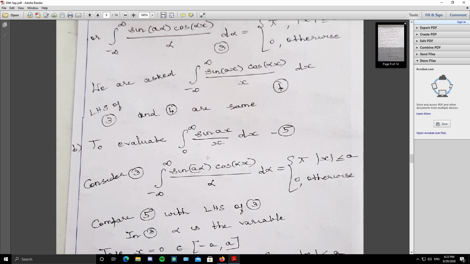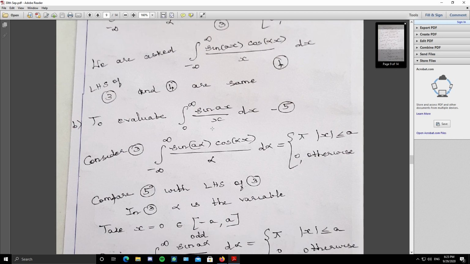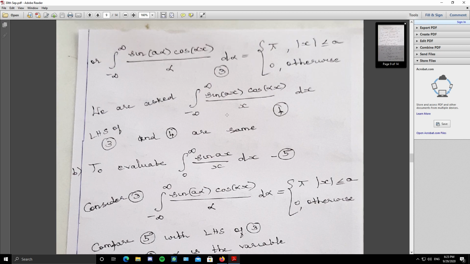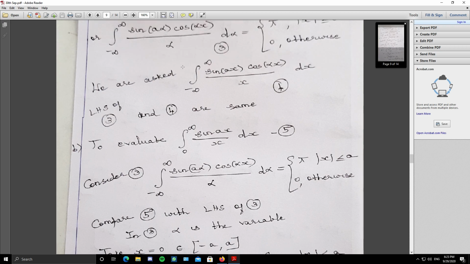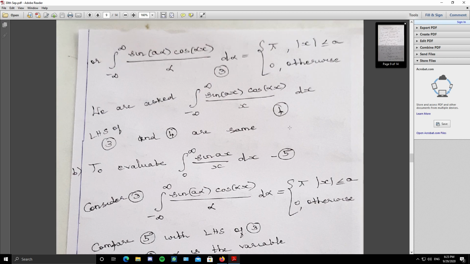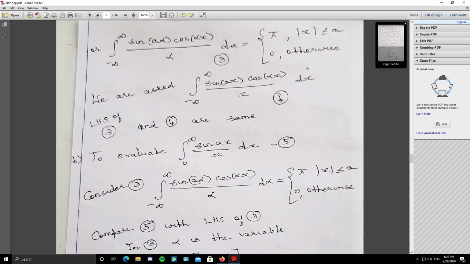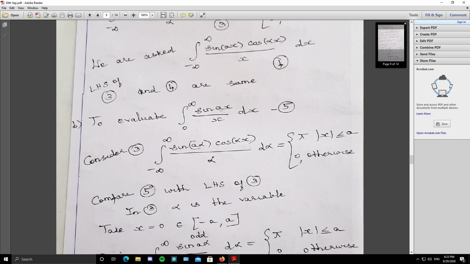Then the second part is to evaluate 0 to infinity sin ax by x dx. So we have to get it from this part. What is 3? Integral minus infinity to infinity sin a alpha cos alpha x by alpha d alpha, and we have got this result, pi when mod x is less than or equal to a, 0 otherwise. Now you have to get only the sine function, so you have to eliminate cosine.